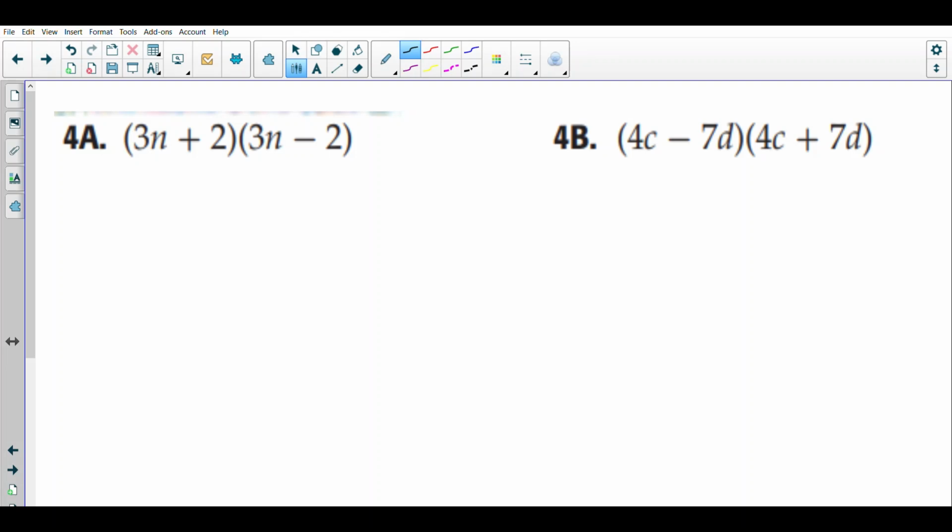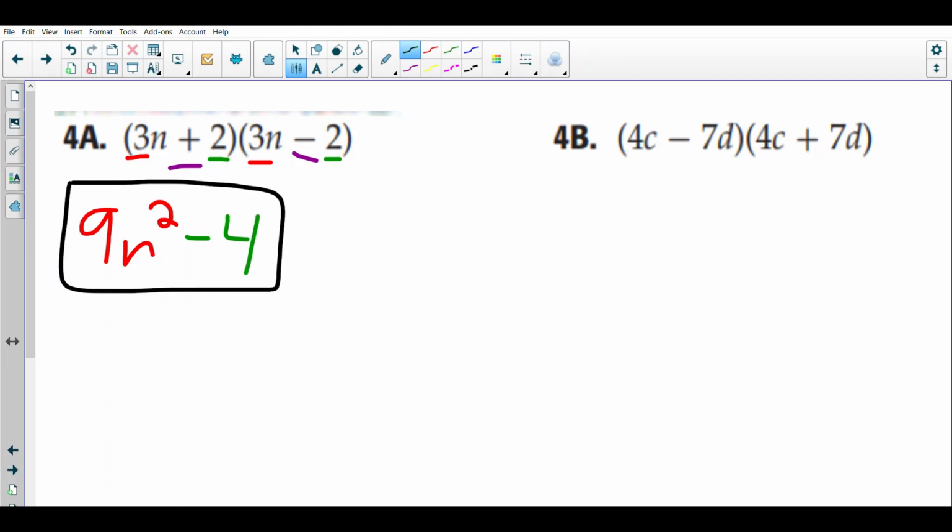So 3n plus 2 times 3n minus 2. Remember, if you see the sum and difference, meaning you have the same exact thing except there's a difference of the plus or the minus, all you have to do is square the first. Because it's 3n and 3n, it just becomes 9n squared, and then minus the second part, and it becomes 4. And that's your answer. So again, I'm going to show you, if you're not sure, FOIL.